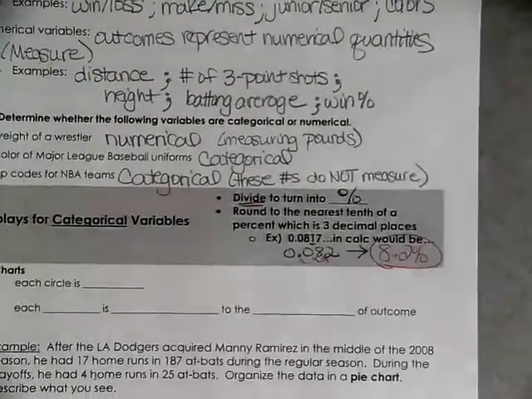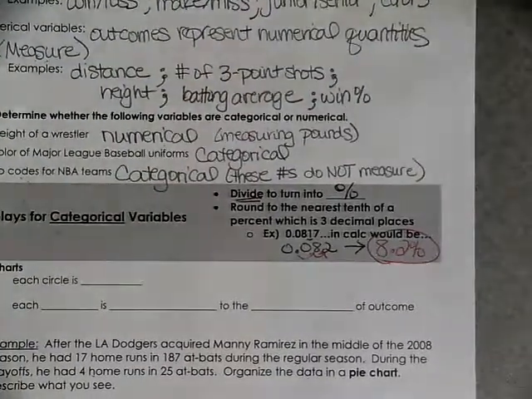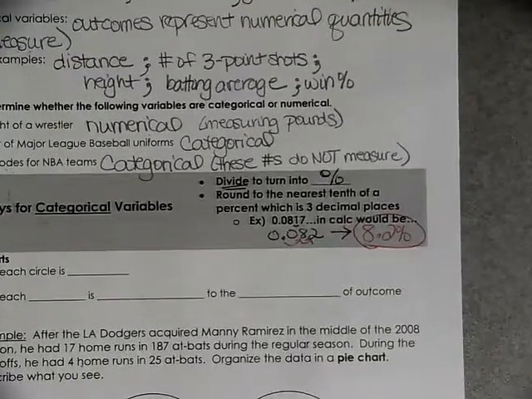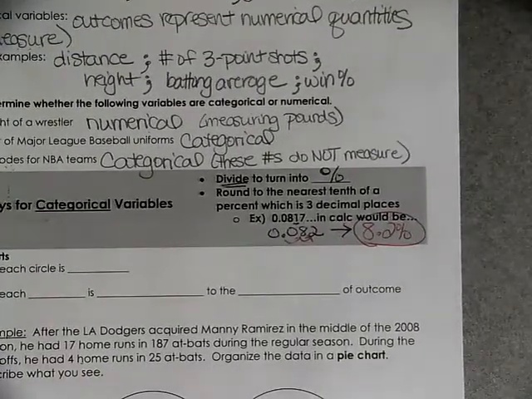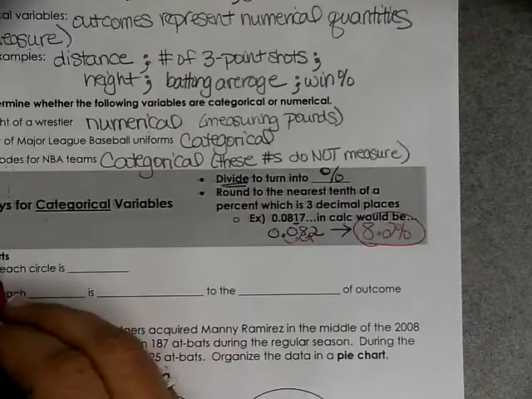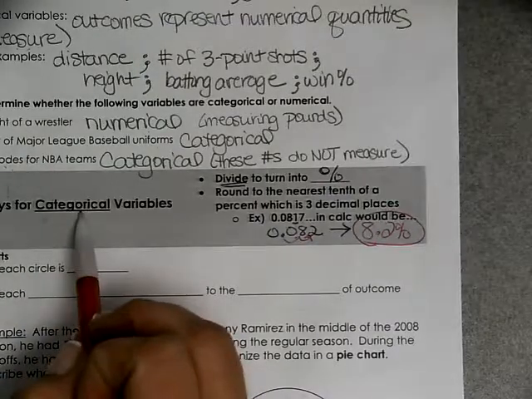So that's the rounding that we'll be doing for our percentages today. And so that makes sense that you would do that in the homework also. Okay. So these are ways that we're going to display categorical variables.